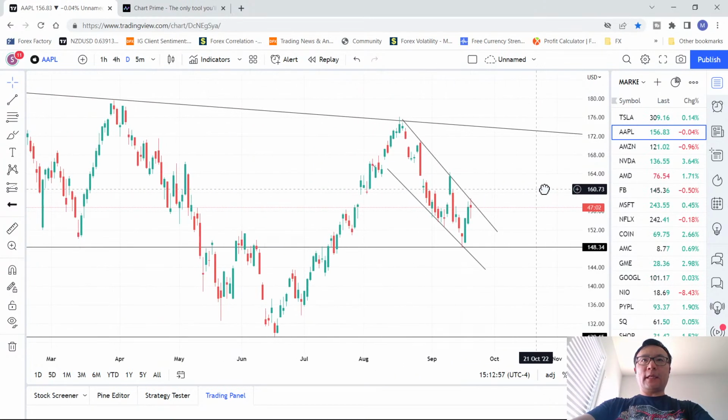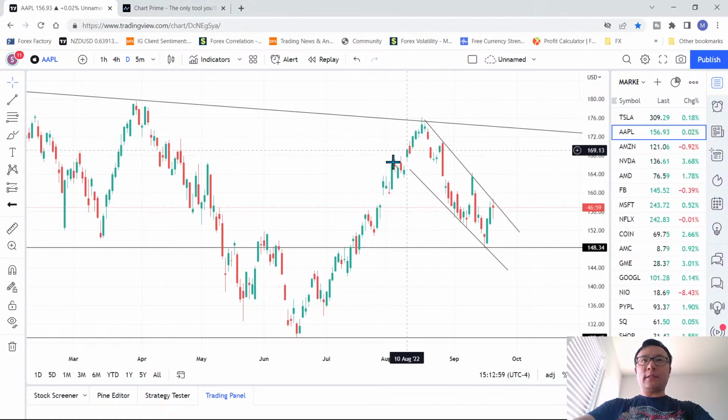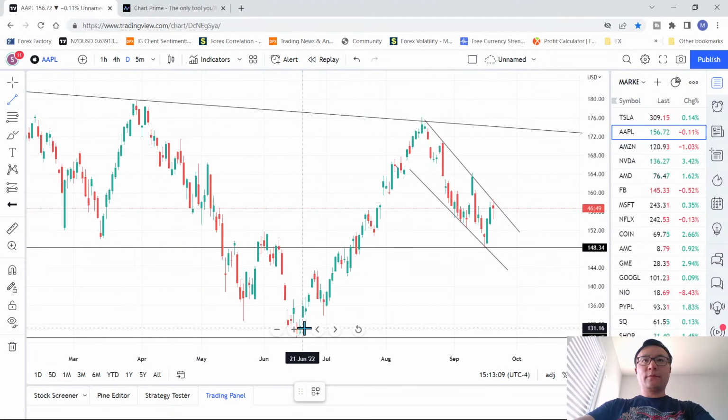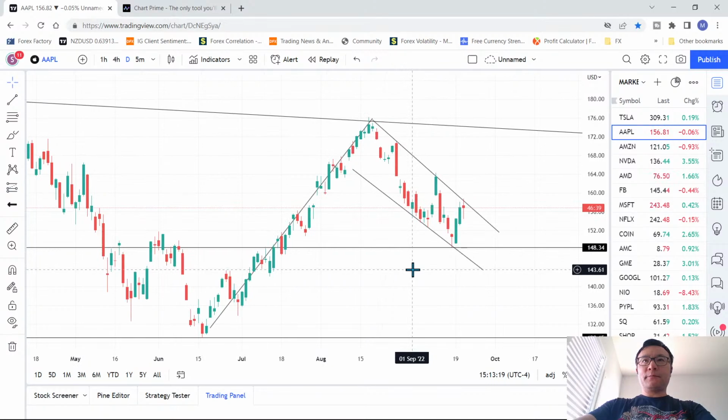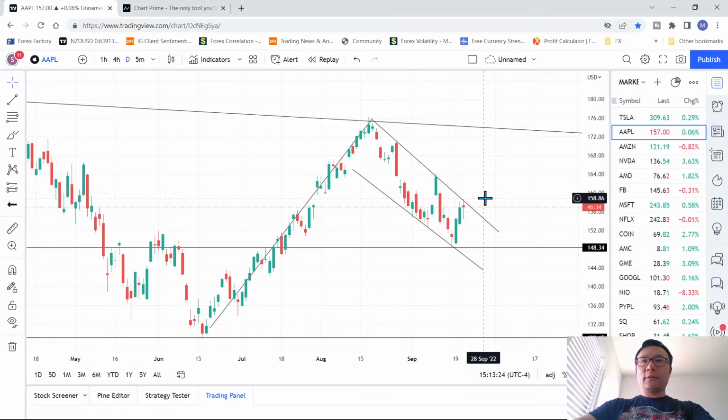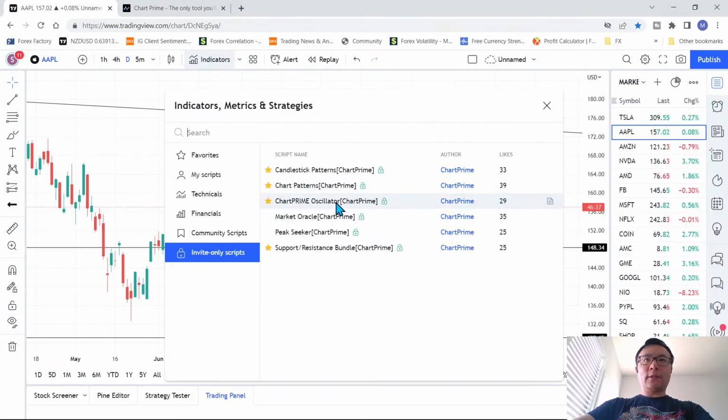Okay, you can see Apple here is basically in a downward channel, and if you want to look at this from a bigger picture point of view, it's kind of like a bull flag, right? You can see this pole here and this flag. If it has room to go higher, I'm probably targeting about 159. So let's take a look at the Chart Prime oscillator and see what it can tell me.